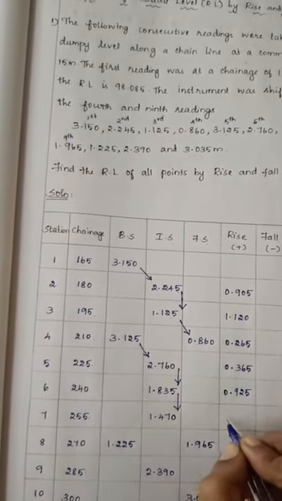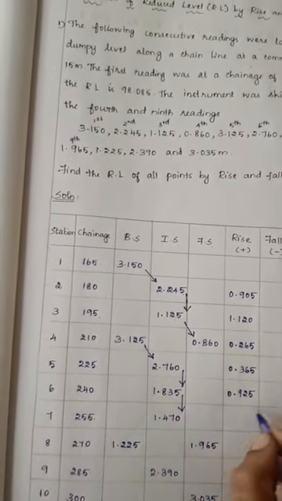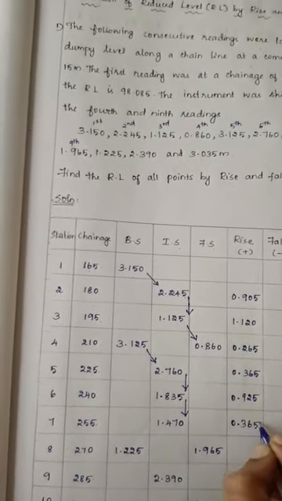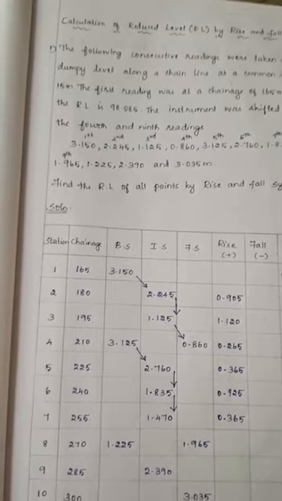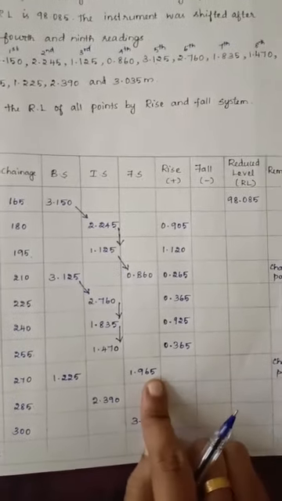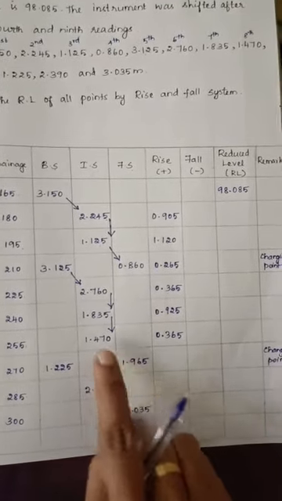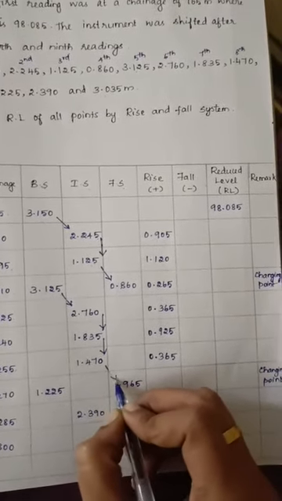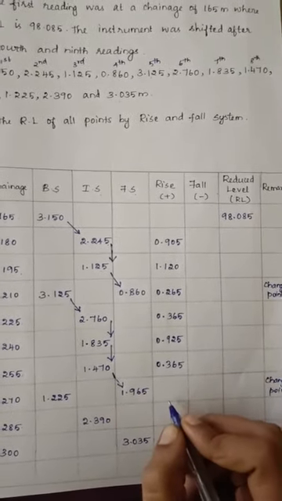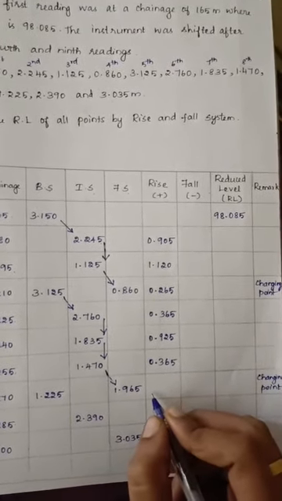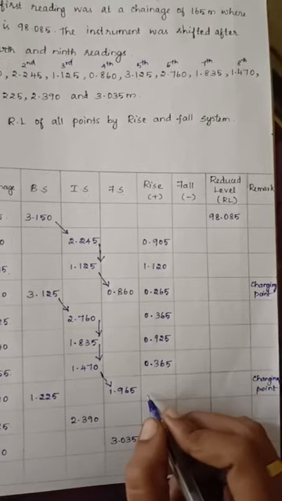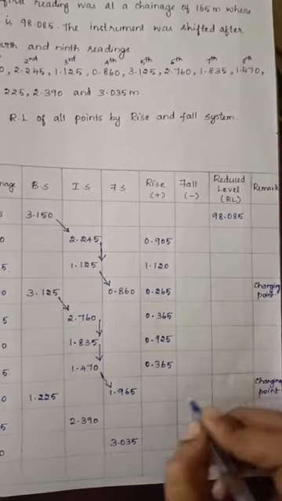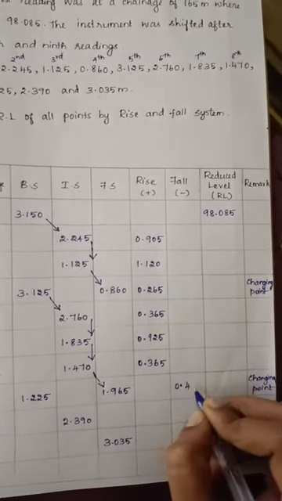Same like that, 1.835 minus 1.470. The value is 0.365. Enter the positive value in the rise column. Then the changing point, therefore the value changes from intermediate side to foresight. Therefore the formula is changed as intermediate side minus foresight. The value obtained is negative, minus 0.495. Therefore you enter the negative value in the fall column, 0.495.